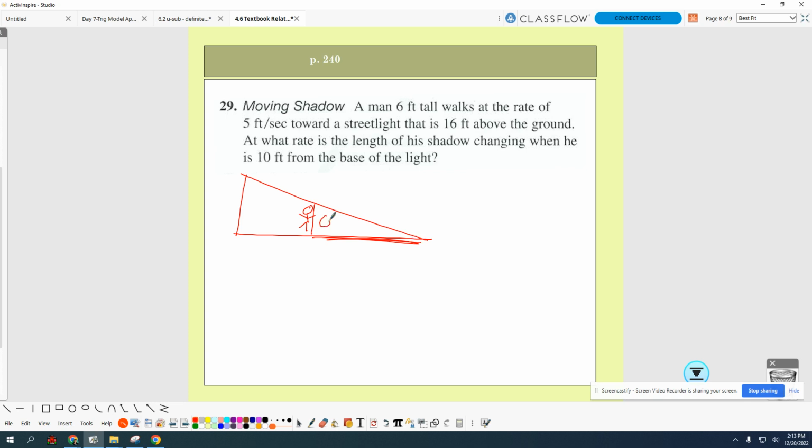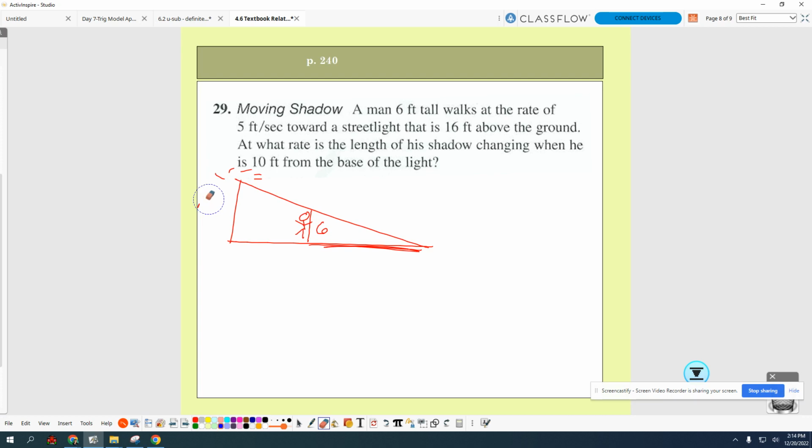A 6 foot tall dude and a 16 foot tall lamp. Do shadows float? Where do you see shadows? Doesn't the shadow move with him? Okay, the shadow will shrink, but does the shadow go along the ground? Yeah. How do we know what the end of that triangle on the far right is? That is his shadow. So it's 6 feet.